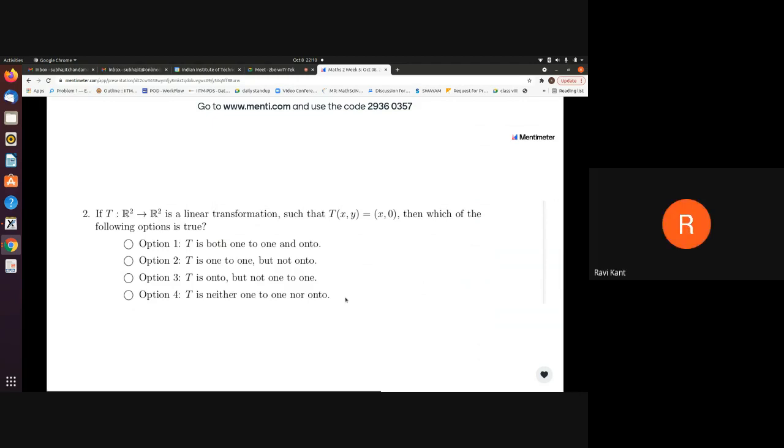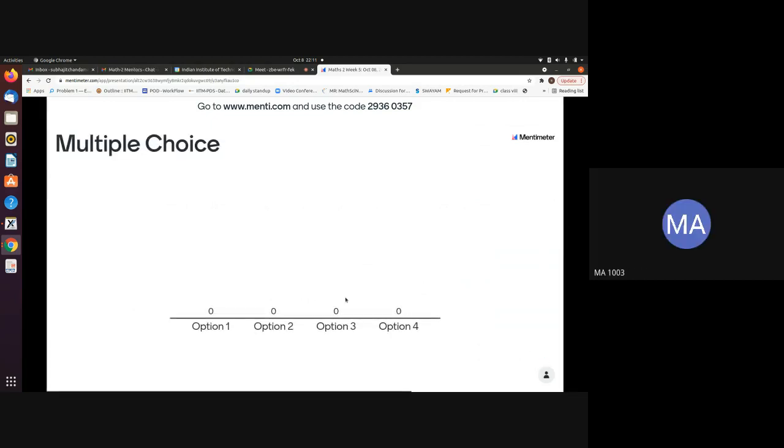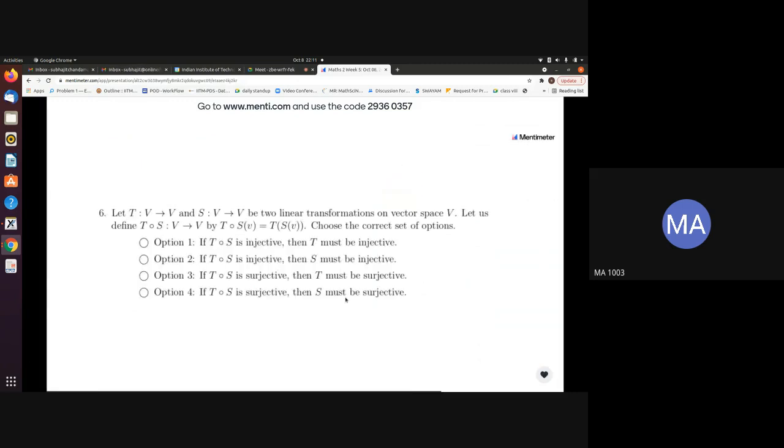Is it onto? No, sir. What is the range space? Other than (x, 0), meaning the x-axis, there is no point here. So the range space is basically (x, 0), and its dimension is 1. Rank is 1, but the dimension of the codomain is 2. So it is not onto either. So it is neither one to one nor onto, right? So the fourth option is correct. Clear? Yes, sir. Great.